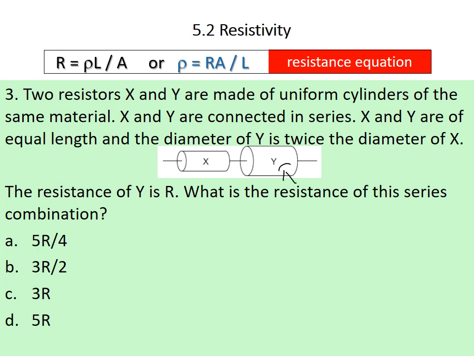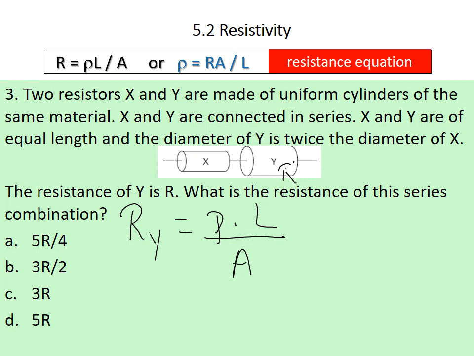They tell me the resistance of Y is R, which means I'm probably going to end up comparing X to Y. They ask, what is the resistance of this series combination? So I'm going to have to figure out what the resistance of X is and then add that to the resistance of Y. I've provided this equation up here. The resistance is equal to the resistivity times L over A. So I'm going to write out for R sub Y the equation here, rho times L over the cross-sectional area.